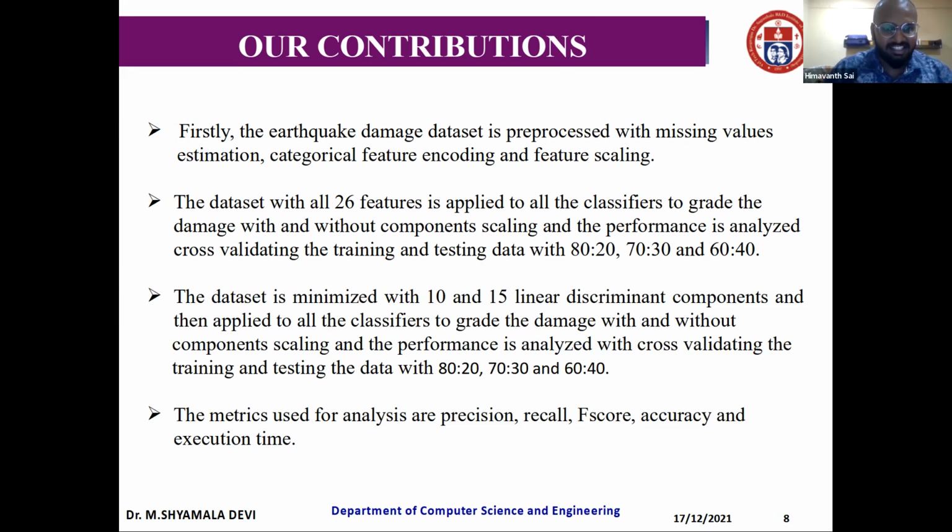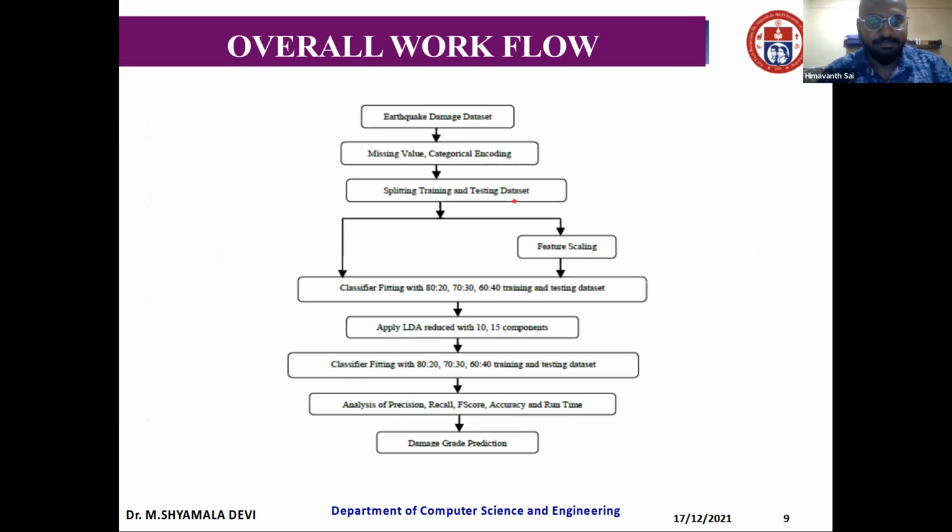The data set is then reduced to 10 to 15 linear discriminant components, and applied to classifiers to grade the damage with and without component scaling. The performance is again analyzed by cross validating the training and testing data with 80:20, 70:30 and 60:40 ratios. The metrics used for analysis are precision, recall, F-score, accuracy and execution time.